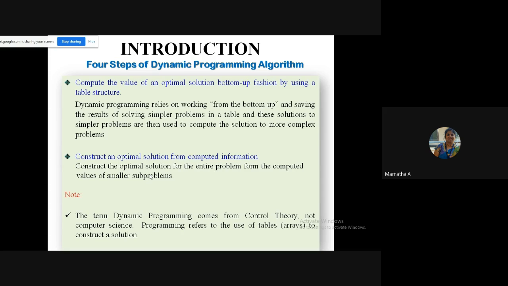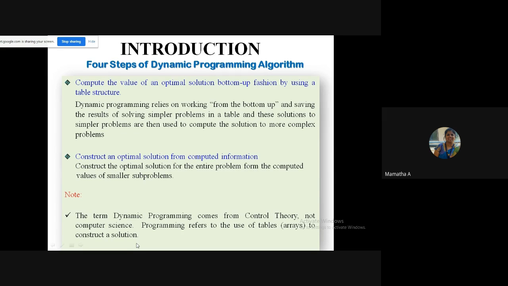Fine. So this dynamic programming, actually the term is not from computer science. It is from control theory. But what does this programming mean? Programming here refers to the usage of tables or arrays to construct a solution. So in control theory, they use dynamic programming, wherein programming refers to the construction of a table, or using a table, to construct a solution.